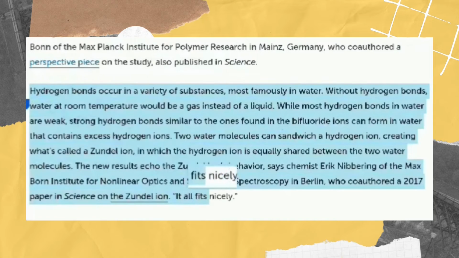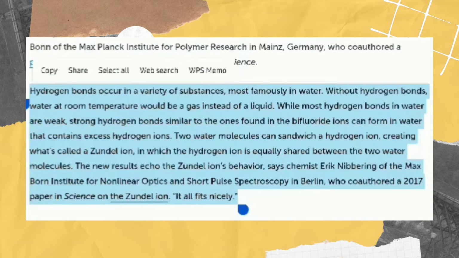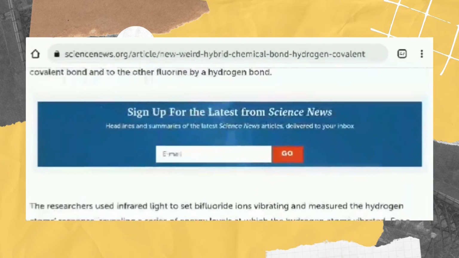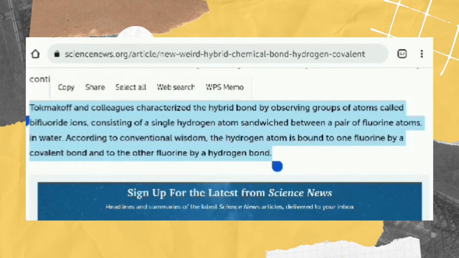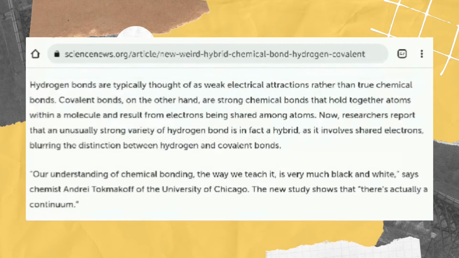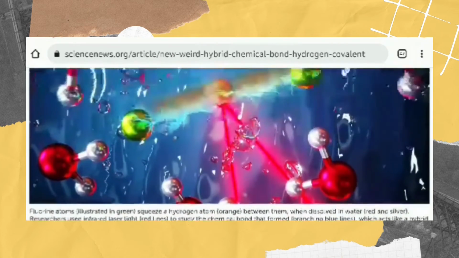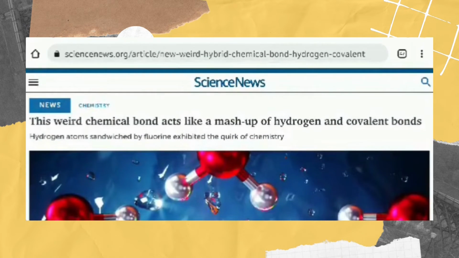Zundel cation's behavior is being discussed and supported by the chemist Eric Neuscamman, who co-authored a 2017 paper in Science on the Zundel cation. Another one, the hybrid bond, is being characterized by Tokmakov and colleagues, and it is supported by the conventional wisdom stating that the hydrogen atom is bound to one fluorine by a covalent bond and to the other fluorine by a hydrogen bond. The tone of this text is formal. It does not sound casual. Information is being verified with multiple sources.